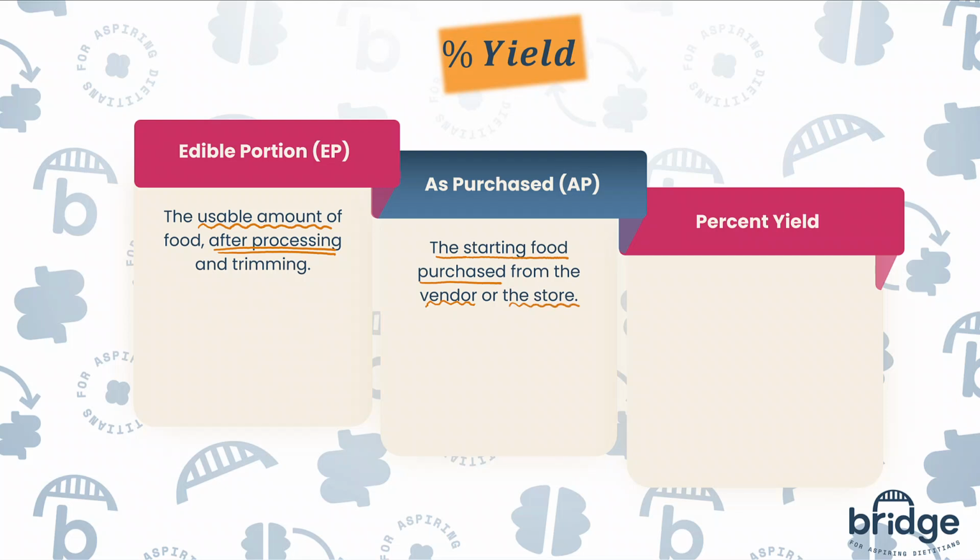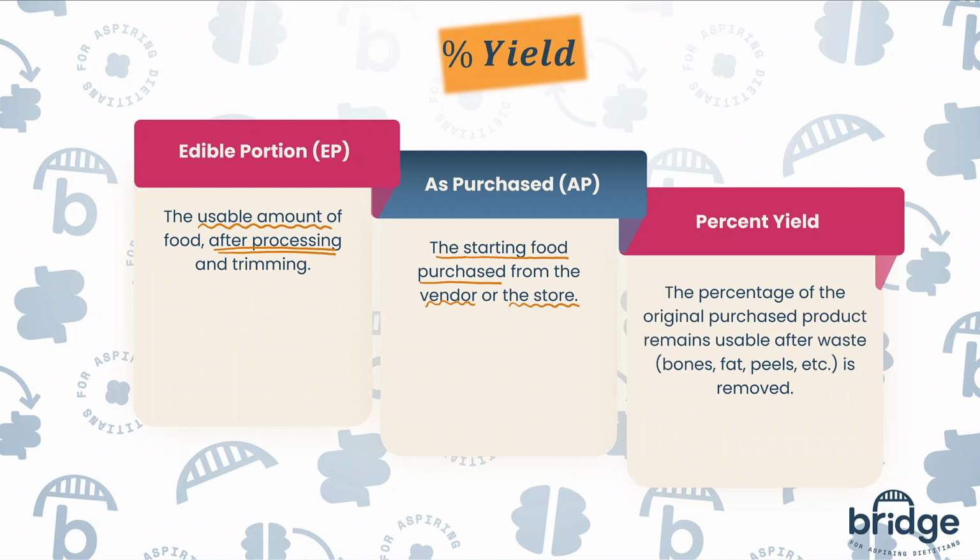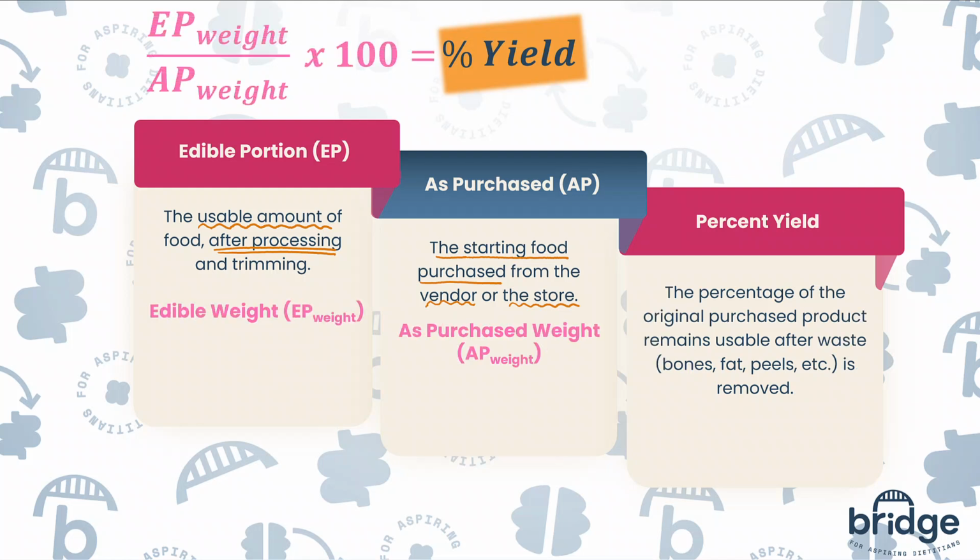And we can relate these concepts to percent yield. It's the percent of usable food you get after processing or cooking. Both of these, the EP and the AP, can be thought of in terms of weight, so like pounds of carrot bought at the store versus pounds of carrot served after preparing them. To find percent yield when we know the total weight before and after processing the food, you divide the final weight, the EP weight, by the starting weight, the AP weight, and multiply it by 100. In my opinion, this equation makes sense.